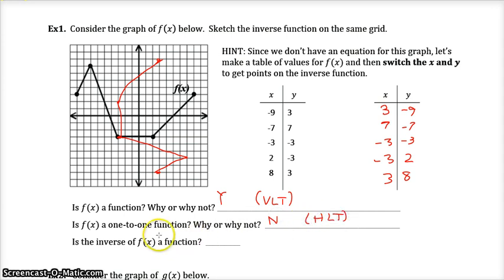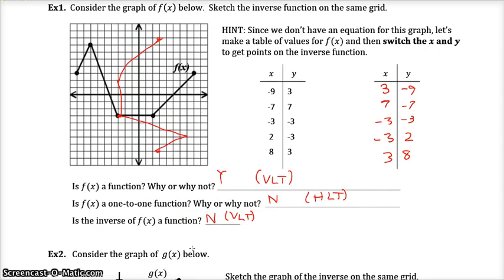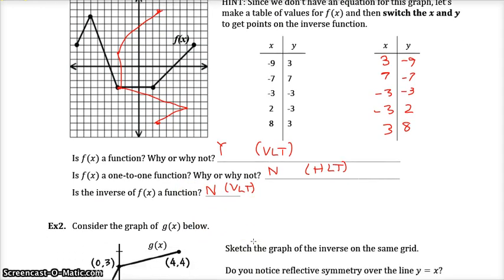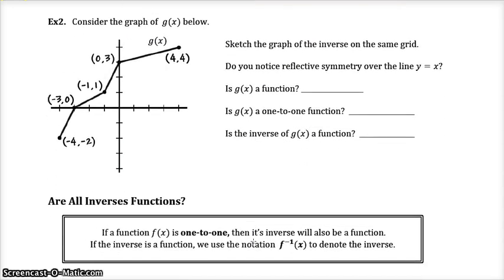Explained in another section. Is the inverse of f of x a function? No, it fails the vertical line test. Now this is the red one, and the red one fails the vertical line test. You could probably figure this out pretty quickly: whenever a function is not one-to-one, the inverse is not going to be a function. Pause and listen to that again if you need to.